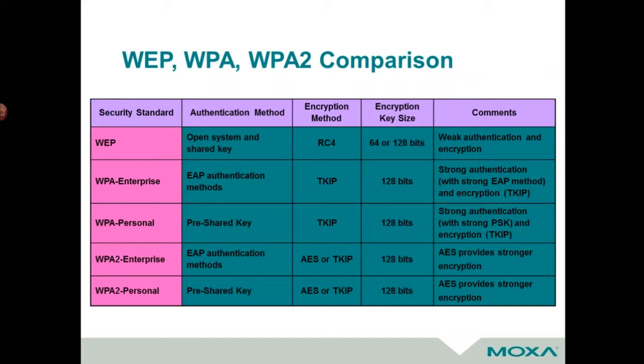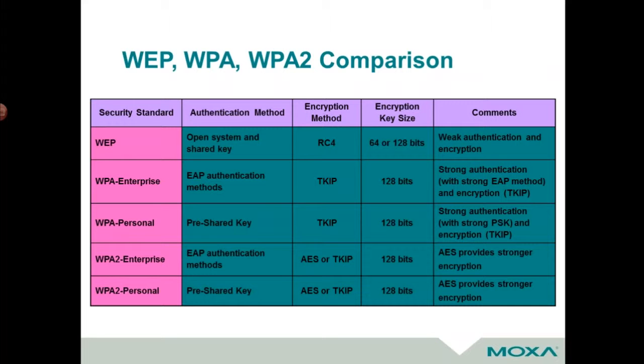WEP was kind of the first one that was created. It's a very legacy standard. It's not one that we recommend you use nowadays, because if you have somebody who knows what they're doing, it's easy for them to be able to see the key and break into your network in a matter of seconds. So certainly better than nothing, but if you have available to you either the other WPA options, those are definitely the ones that you want.